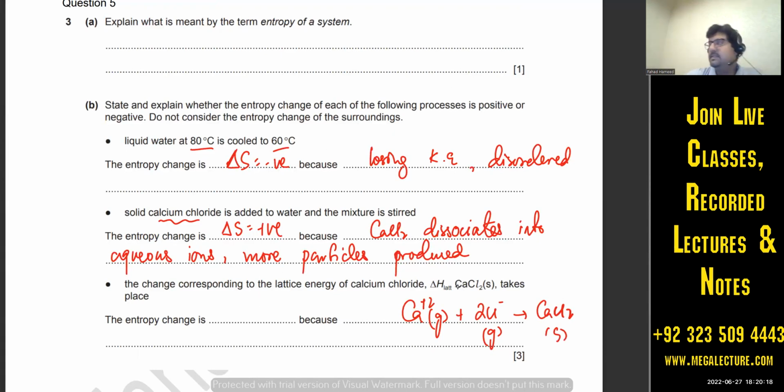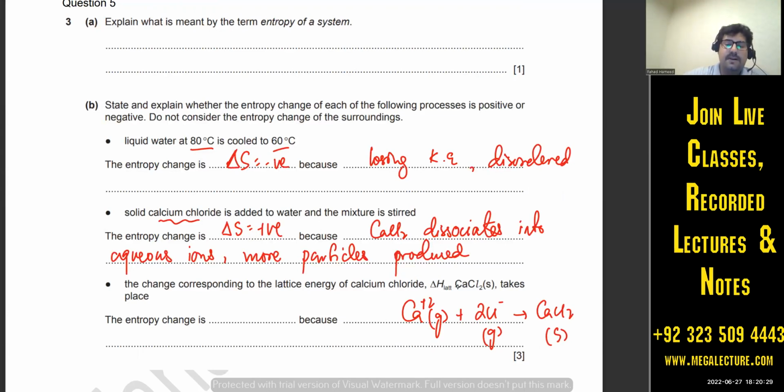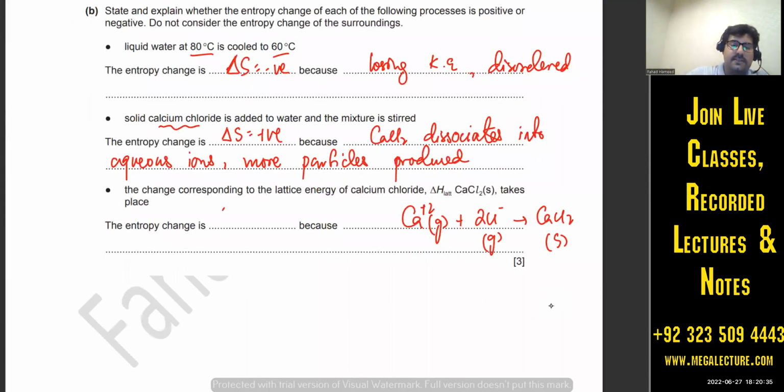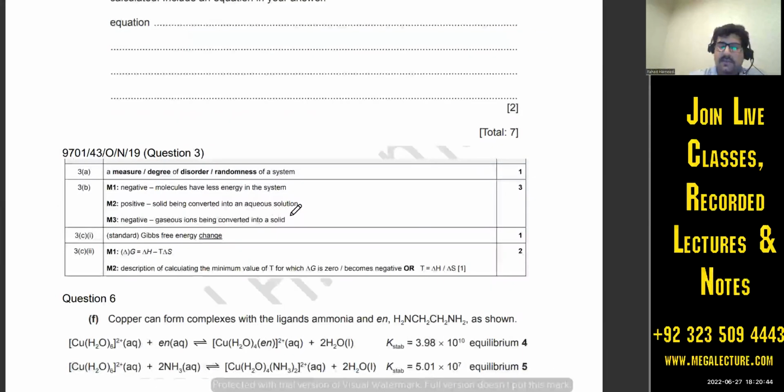So what is this? Less disorder or more disorder? Less. Okay, why? Because the number of gas particles is decreasing. Gaseous ions are turning into a solid ionic lattice. So this is delta S. Delta S negative, right? I'll check. Gaseous ions being converted into a solid.